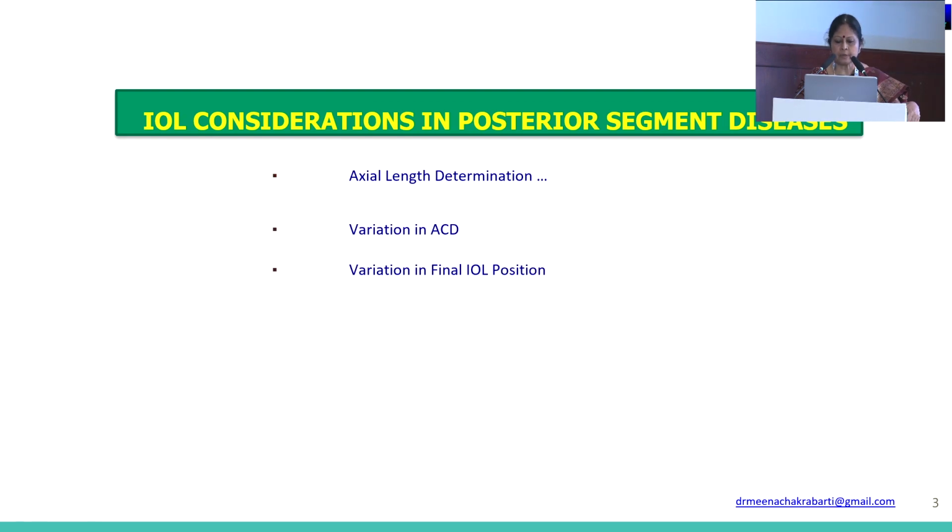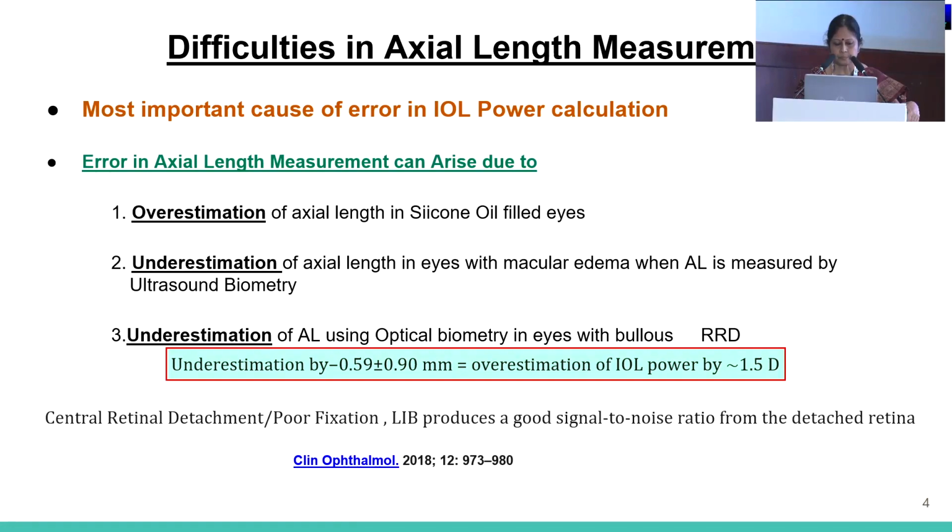When you look at the IOL considerations in patients with posterior segment diseases, these are the few challenges that we face in the axial length determination. There may be variation in the depth of the anterior chamber depending upon the tamponade agent that has been used, and this would lead to a variation in the final IOL position. Certain adjustments have to be factored into the appropriate IOL power that we use in patients with posterior segment diseases.